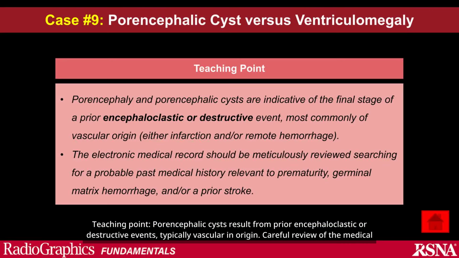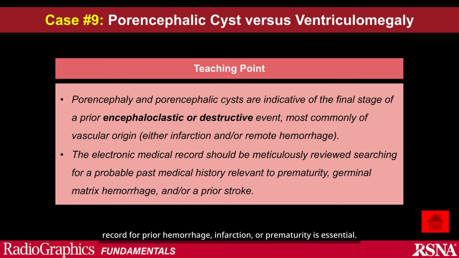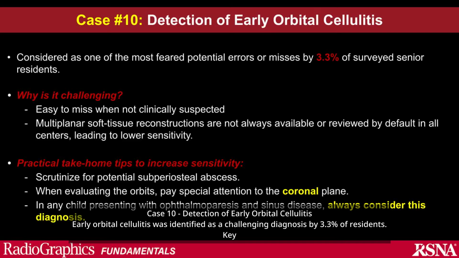Teaching point. Porencephalic cysts result from prior encephaloclastic or destructive events, typically vascular in origin. Careful review of the medical record for prior hemorrhage, infarction, or prematurity is essential. Case 10, detection of early orbital cellulitis. Early orbital cellulitis was identified as a challenging diagnosis by 3.3% of residents. Key challenges include lack of clinical suspicion and limited multiplanar imaging, which reduces sensitivity for subtle findings.